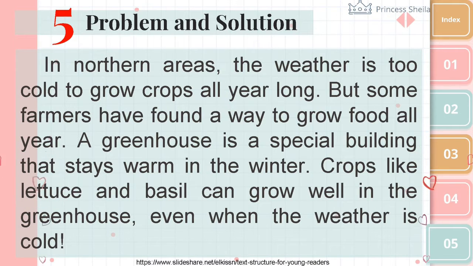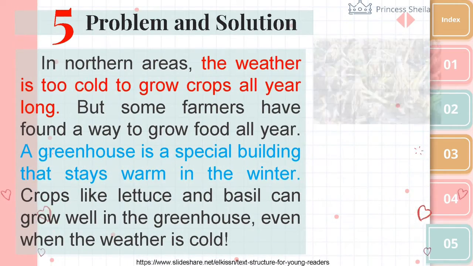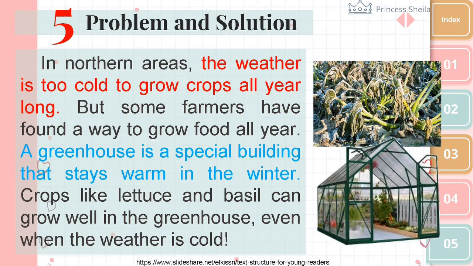Can you tell the problem of the farmers? What is their solution? Yes, the farmers' problem is this. In their place, the weather is too cold to grow crops all year long, so they found a way to grow food all year. Their solution is building a greenhouse.